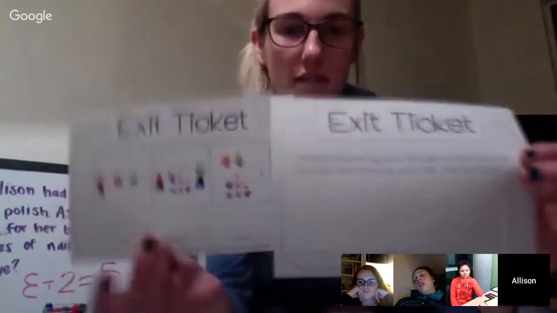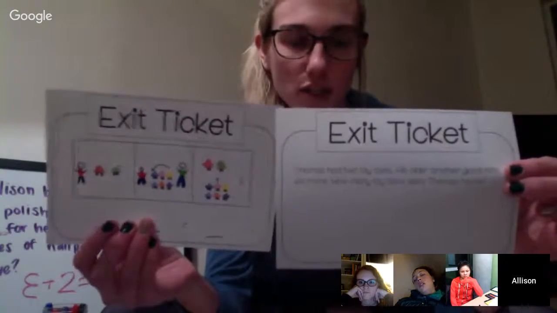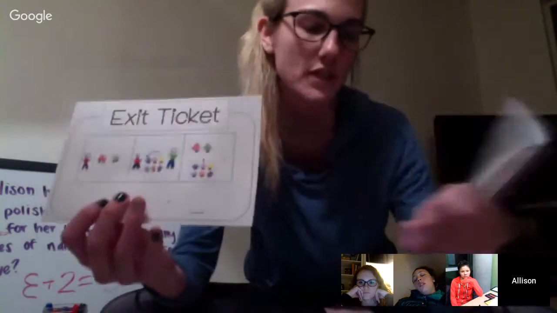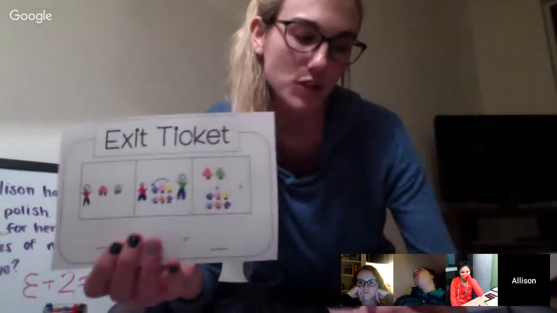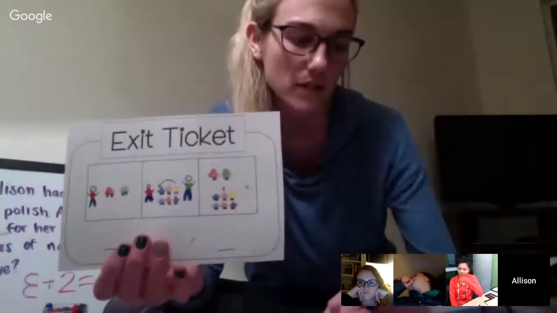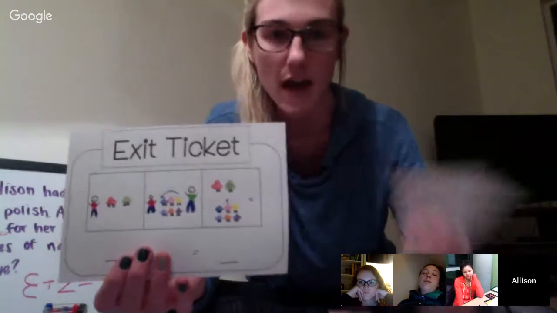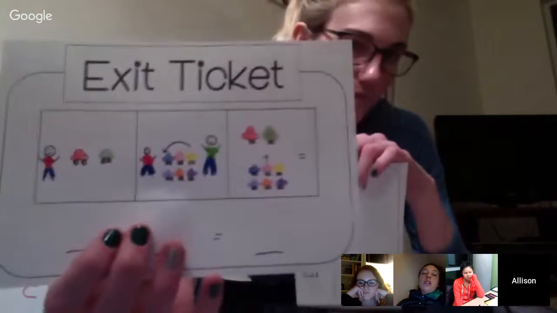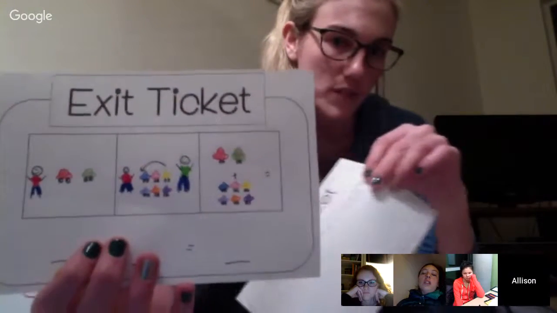And once again, I have a comic strip version, and then one that just has a word problem on it. And so it says, Thomas had 2 toy cars. His older brother gave him 6 more. How many cars does Thomas have? And so then the comic strip is the exact same problem, just in pictures.